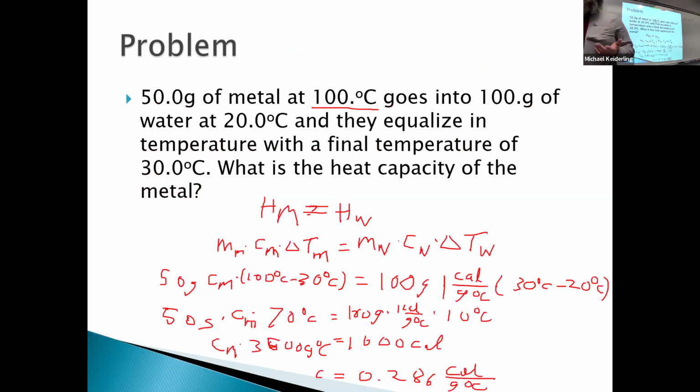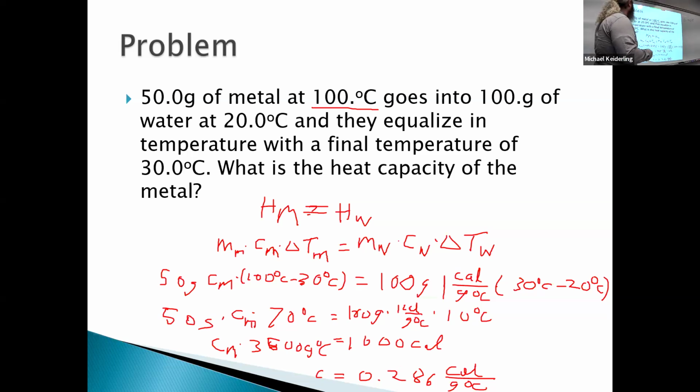And here's an example problem. If you have 50 grams of metal at 100 degrees Celsius, and it goes into 100 grams of water at 20 degrees Celsius, and they equalize and have a final temperature of 30 degrees Celsius, you want to find the heat capacity of the metal. So basically, the heat from the metal equals the heat from the water.